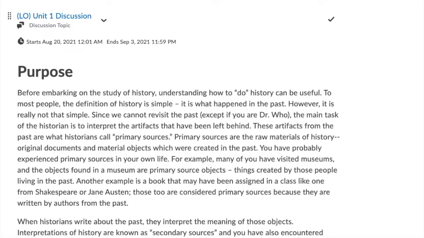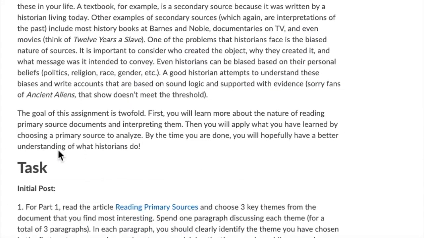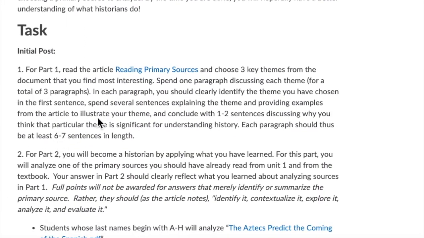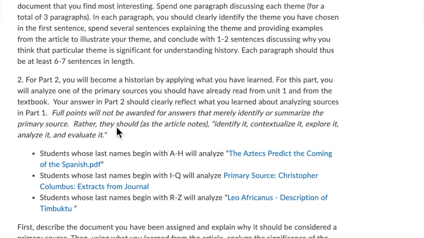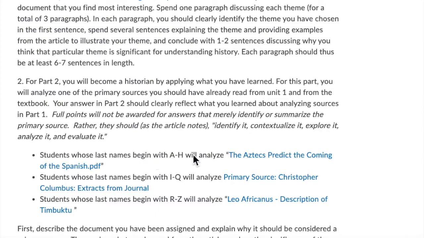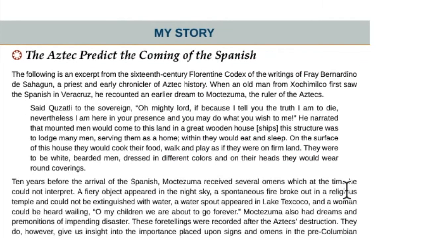Now we are back at the instructions for the assignment. So we will go down, and let's suppose we've already read the reading primary sources, and let's suppose that our last name begins with A through H, so we have to analyze this source. So then, of course, we click on the source, and there it is.